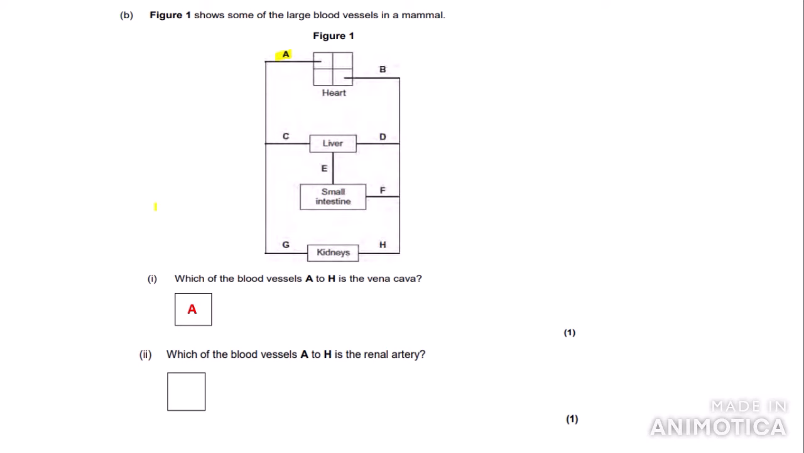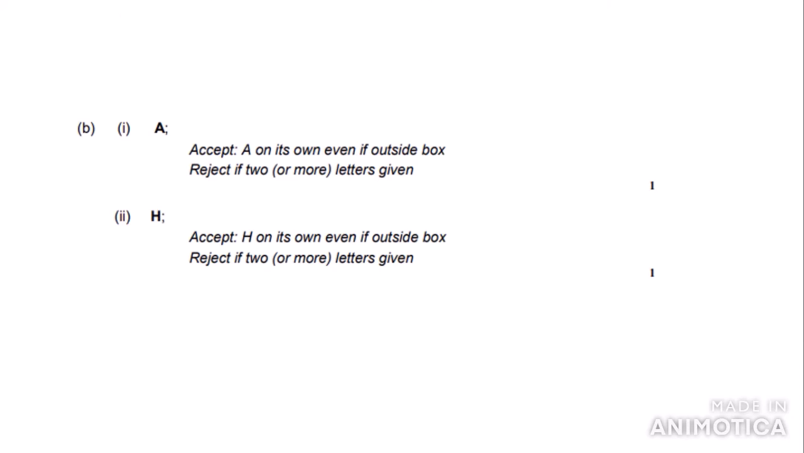So let's look at the next part. Which of the blood vessels is the renal artery? Now, as I said earlier, renal is to do with the kidneys, so renal means kidneys. And when we're talking about organs that are not the heart, arteries are the things that leave the organ, not enter the organ. So H is the renal artery. So A, we got that right, and H, we got that right.